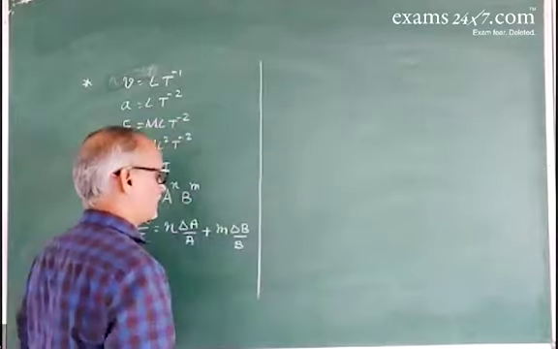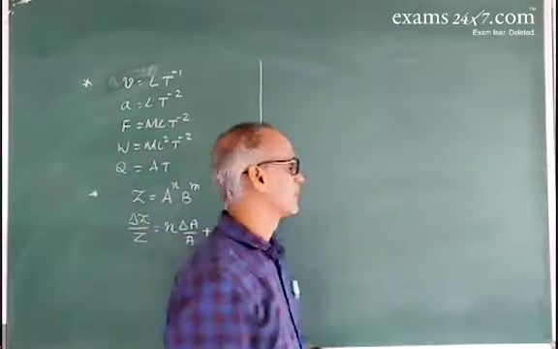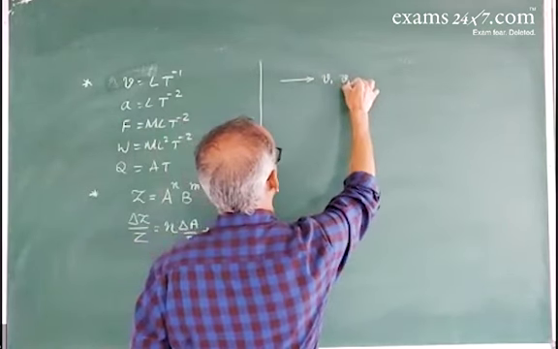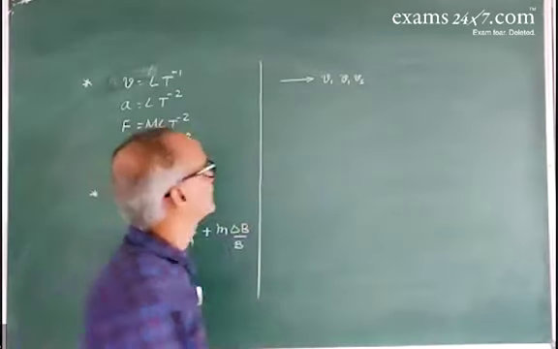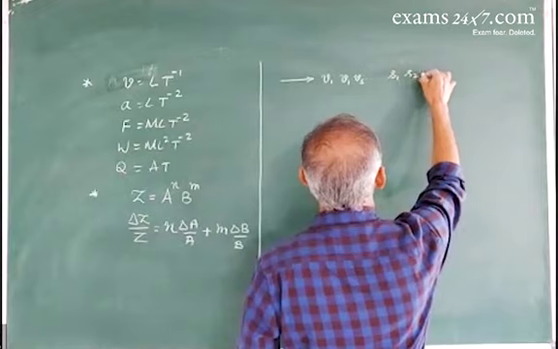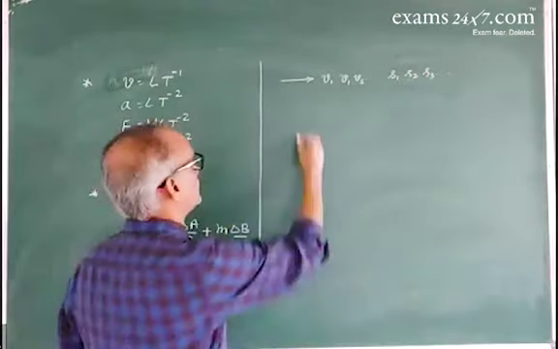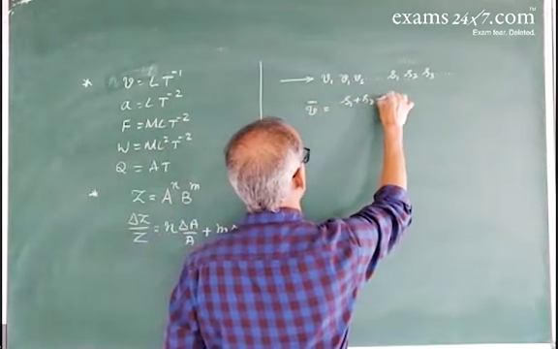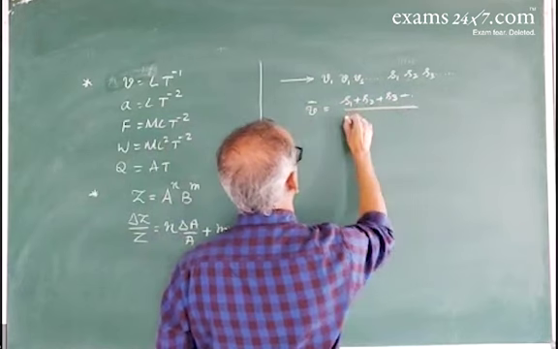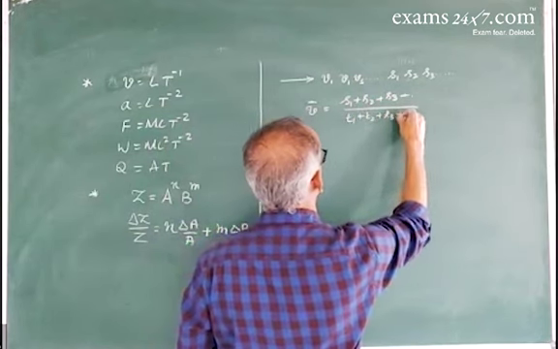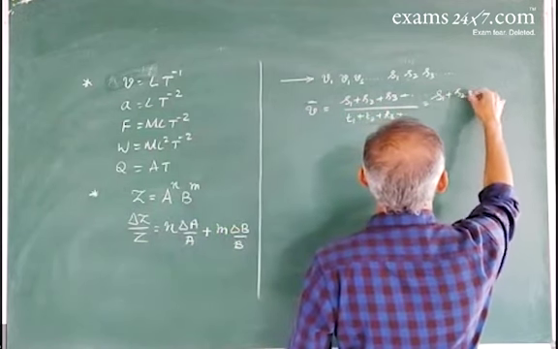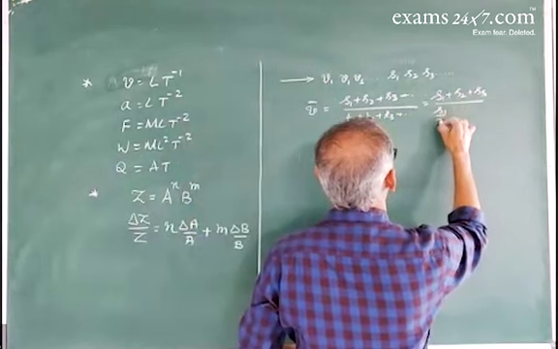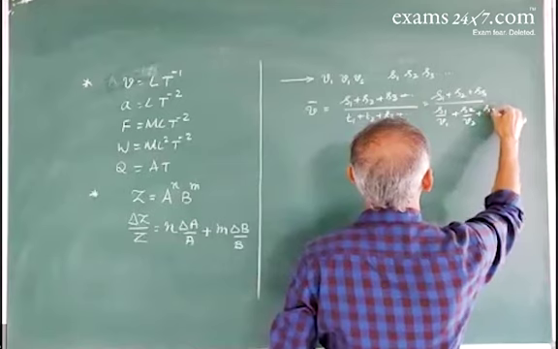In chapter motion along a straight line, when the body moves along a straight line with speeds v1, v2, v3, covering distances s1, s2, and s3, then the average speed is given by the total distance covered, which is s1 plus s2 plus s3 and so on, by the time taken, which is t1 plus t2 plus t3 and so on, which we can write as s1 plus s2 plus s3 by this time, which can be expressed in terms of v1 as s1 by v1 plus s2 by v2 plus s3 by v3.